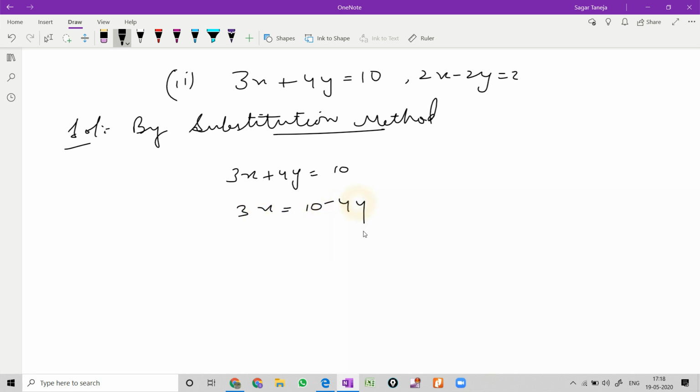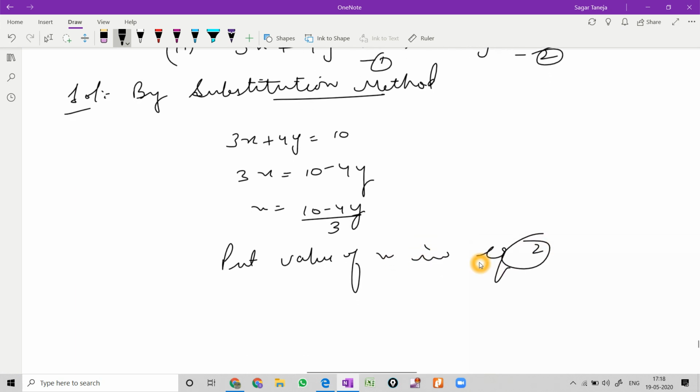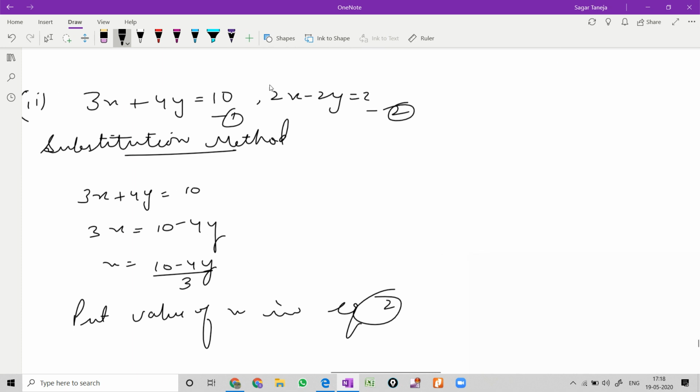10 minus 4y, then x is equal to 10 minus 4y upon 3. This is the value of x. Put this value of x in the other equation, so we can call them equation 1 and equation 2. So put the value of x in equation 2. So equation 2 is 2x minus 2y equals 2.